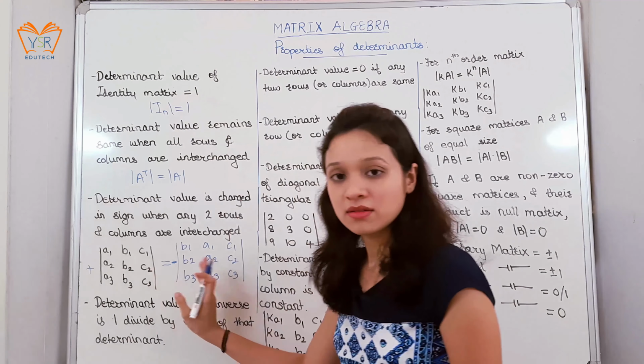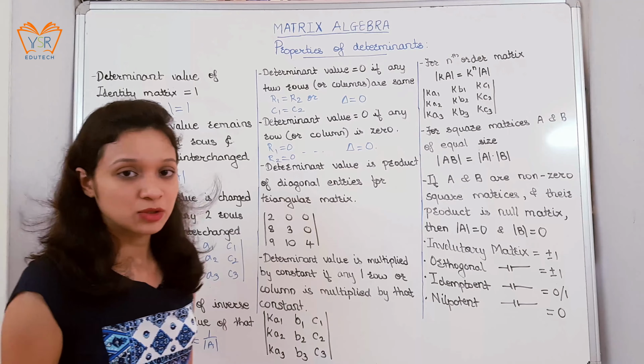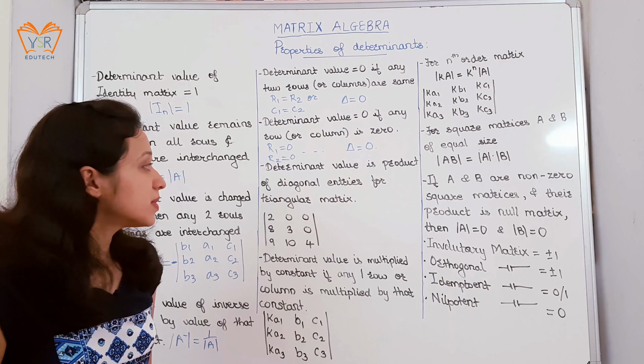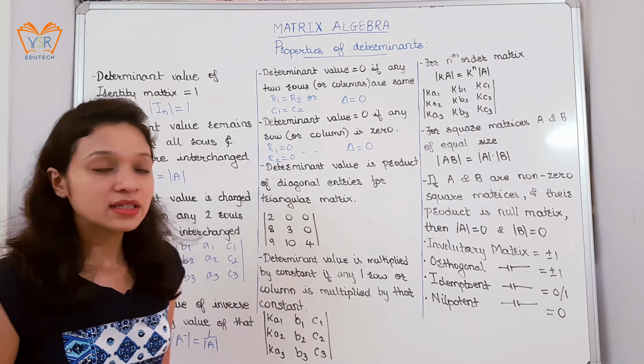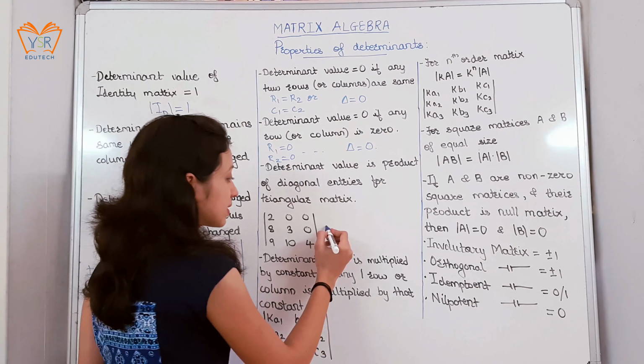Next, the determinant value is equal to 0 if any row or column is equal to 0. That is, all the elements in that row or that column are 0. If R1 is equal to 0, R2 is equal to 0 and so on, the value of the determinant will be equal to 0. Next, the determinant value is the product of diagonal entries for a triangular matrix.